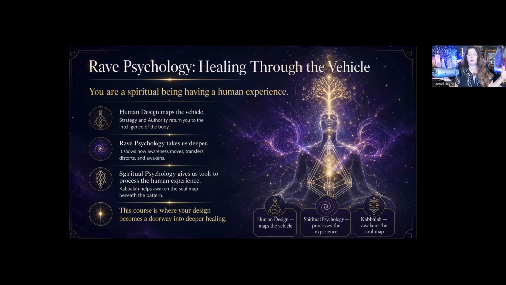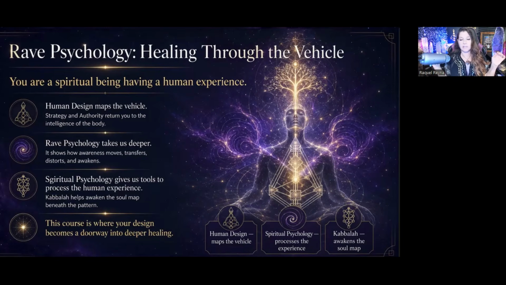I'm not claiming to know everything. This is a very complex study, but oftentimes it shows us when there's pulls in different directions in the variable. Sometimes we can see that showing up in different types of spectrum. And then the spiritual psychology gives us tools to process the human experience.